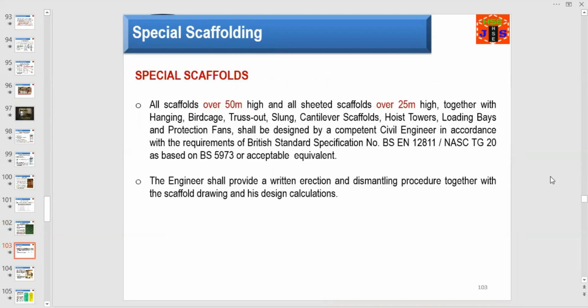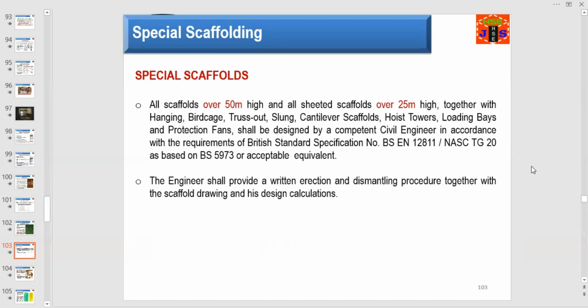After discussing freestanding and mobile towers, let us start discussing now special scaffolds. All scaffolds over 50-meter high and all sheeted scaffolds over 25-meter high, together with hanging, birdcage, truss out, slung, cantilever scaffolds, hoist towers, loading bays, and protection fans shall be designed by a competent civil engineer in accordance with the requirements of British Standard Specification number BS EN 12811/NASC TG20 as based on BS 5973 or acceptable equivalent.